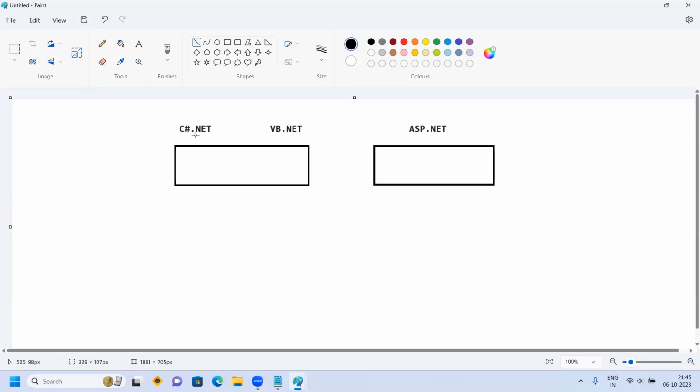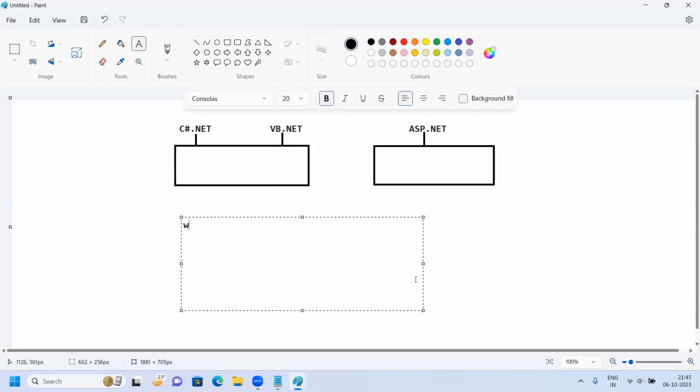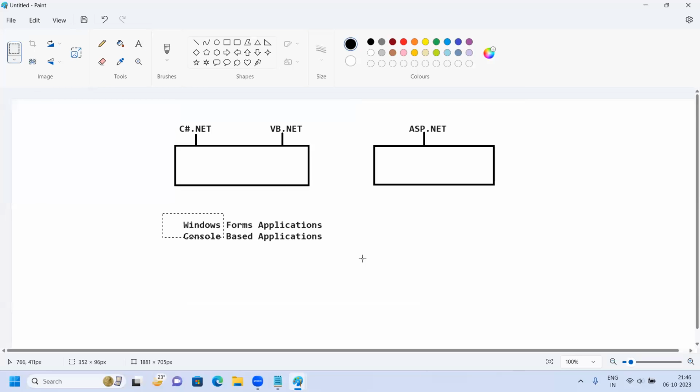Let me say C#.NET and VB.NET. Here, ASP.NET. Okay. Now here I mention, for C# and VB, what? Windows Forms application. And one more, console based applications. Means C# and VB both will support you to develop these two.